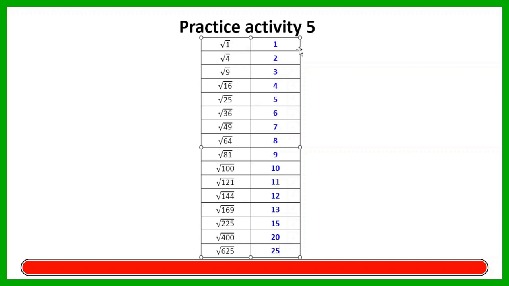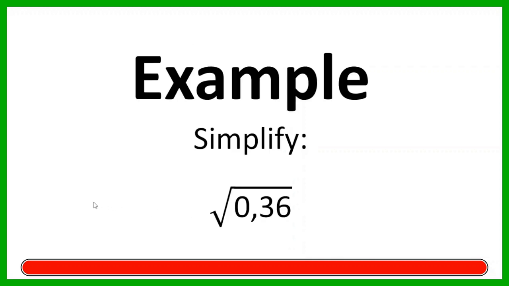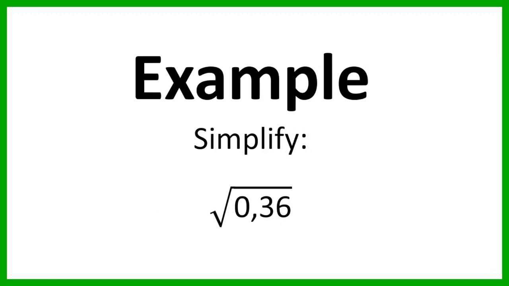Okay, so now if you know your square numbers, then you should really know what your square roots are as well. So it is useful to know these square roots, but if you know those square numbers, then you should automatically know the square roots as well, because they go together. Okay, now we're going to go on to an example again with a decimal. Okay, so let's go and look at that.